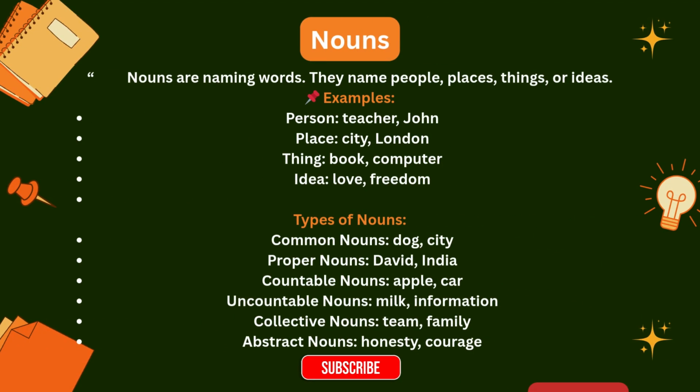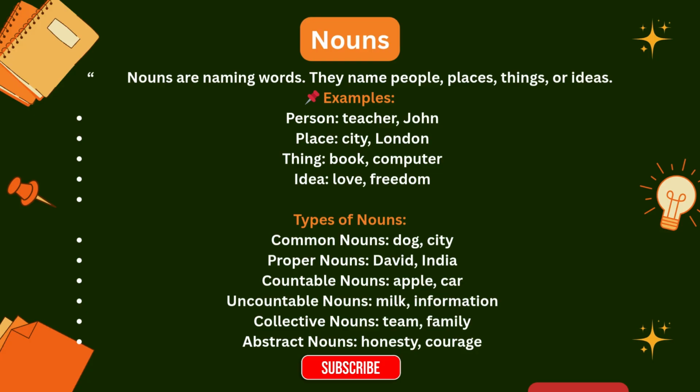Nouns. Nouns are naming words. They name people, places, things, or ideas. Examples: person, teacher, John. Place, city, London. Thing, book, computer. Idea, love, freedom. Types of nouns.